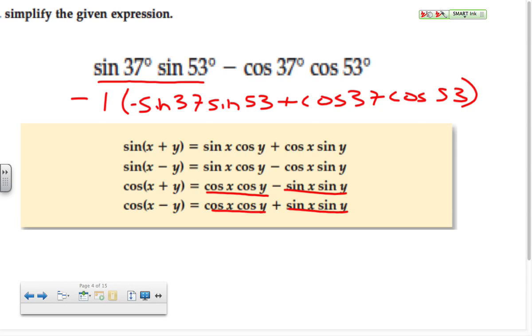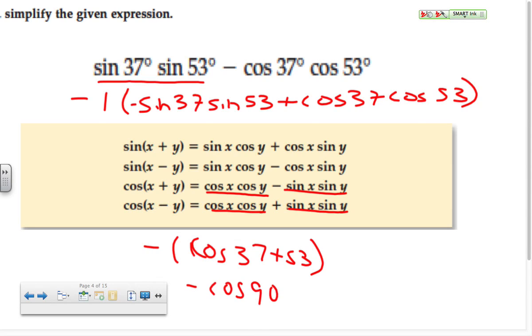So it's a negative times cosine of 37 plus 53. 37 plus 53 is 90, so it's a negative cosine 90. Now what's interesting about this is the negative doesn't matter, because the cosine of 90 is 0, so my answer is 0. All right, one more example.